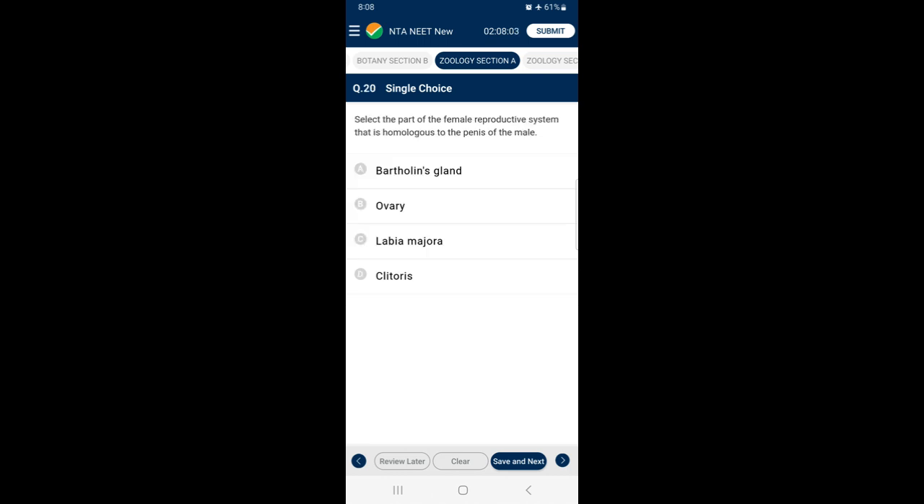Question number 20. Select the parts of the female reproductive system that are homologous to the penis of the male. In the male, scrotum, testis, corpus gland, penis, skin glands are given. In the female, these reproductive organs are labia majora, ovary, Bartholin glands, clitoris, prostate gland is given. So here the homologous structure is clitoris. So the answer for this question is option D.